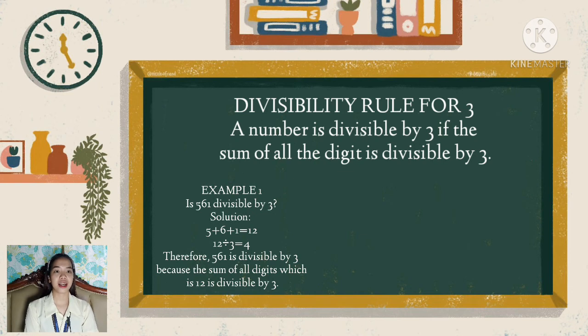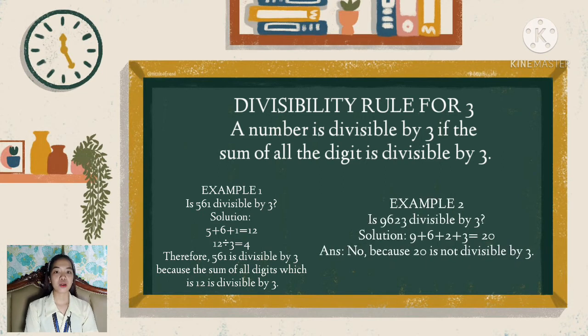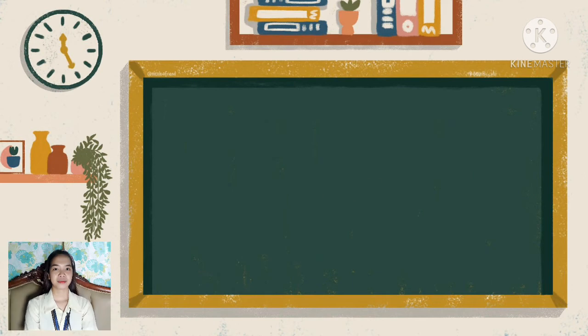So we have here a solution. 5 plus 6 plus 1 is equal to 12. So 12 divided by 3 is equal to 4. Therefore, 561 is divisible by 3 because the sum of all digits, which is 12, is divisible by 3. So example number 2. Is 9623 divisible by 3? The solution is 9 plus 6 plus 2 plus 3 is equal to 20. So the answer is no, because 20 is not divisible by 3.